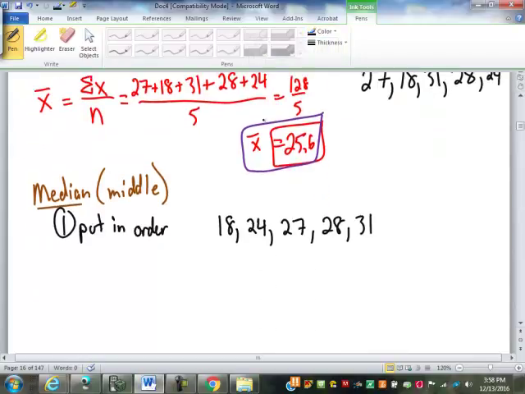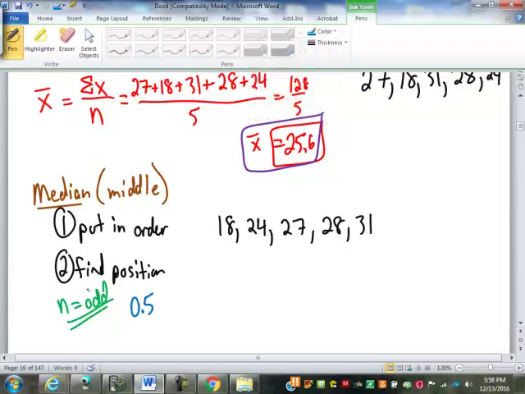Step 2 to finding the median is to find the position. This can be done one of two ways. If n is odd, now I'm starting with that because for this data set, n is 5. So n is odd. You're going to take 0.5 or 1/2. Where the median is in the middle, that means half of the data is smaller than it, half is larger than it. So you're going to take 0.5 times n. So for this, that's going to be 0.5 times 5, which will give us 2.5.